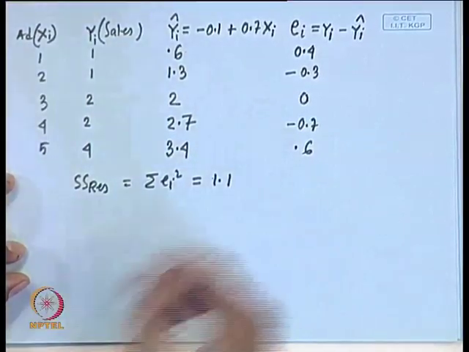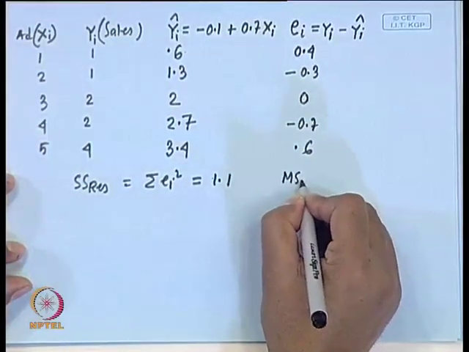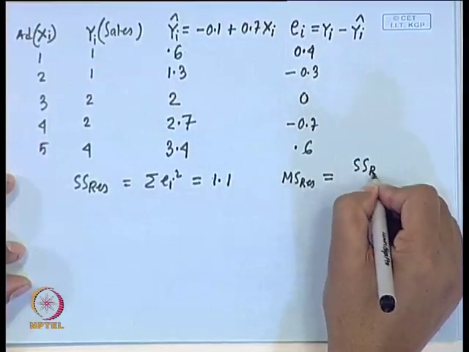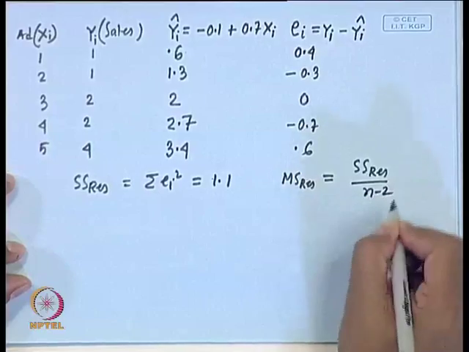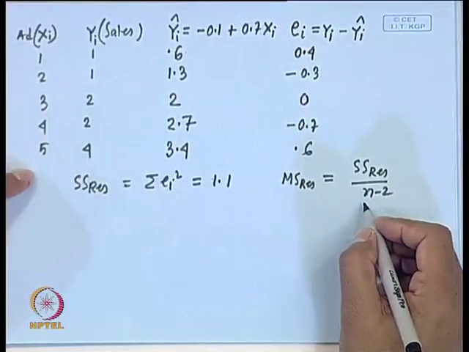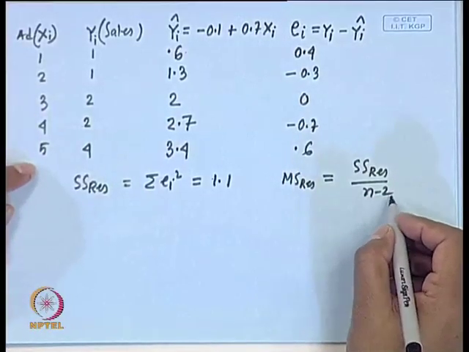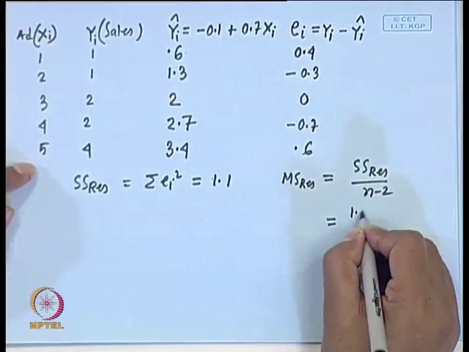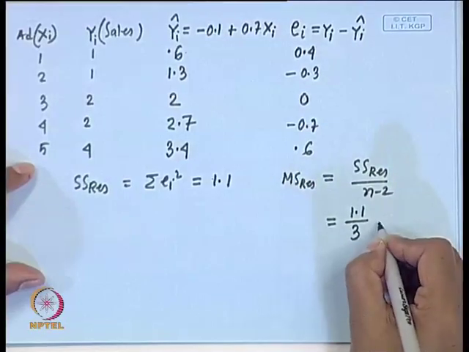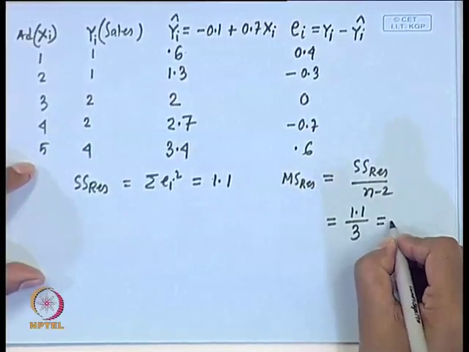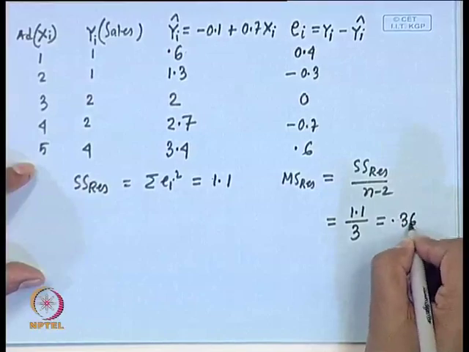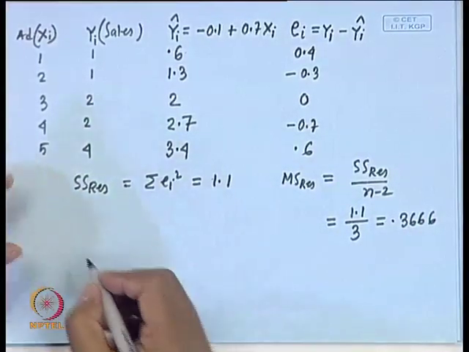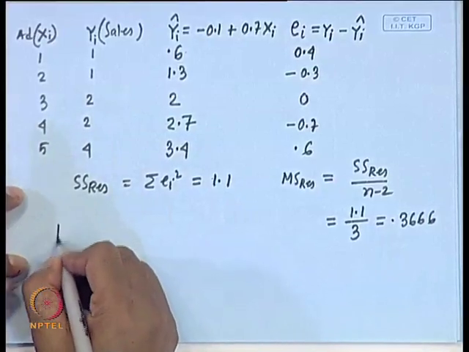and here MS residual is equal to SS residual by n minus 2. Here n is equal to 5, we have 5 observations. So, n minus 2 equal to 3. So, this is equal to 1.1 by 3, which is equal to 0.3666.